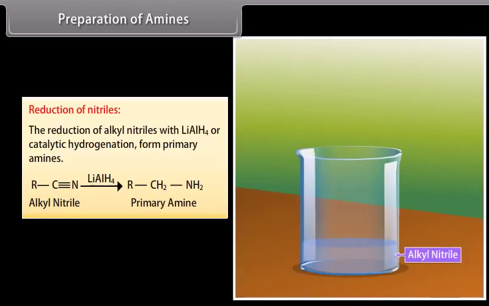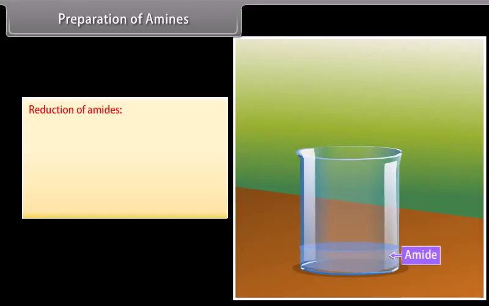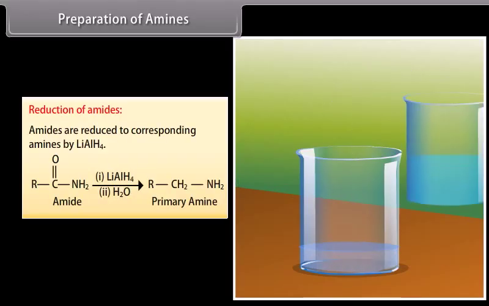Preparation of amines. Reduction of nitriles. The reduction of alkyl nitriles with lithium aluminium hydride or catalytic hydrogenation form primary amines. Reduction of amides. Amides are reduced to corresponding amines by lithium aluminium hydride.